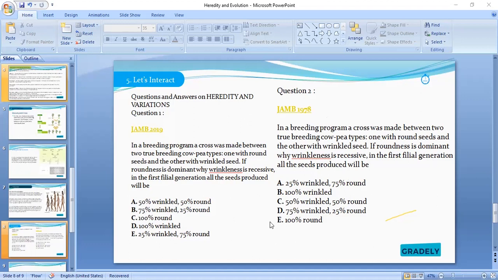So the answer is 100% roundness, because all of them will be heterozygous, what? Round, which is 100% round. So I'm happy that you got everything that we said here.